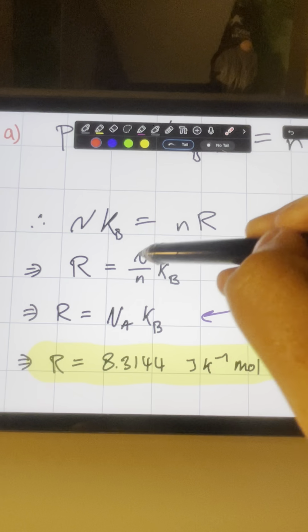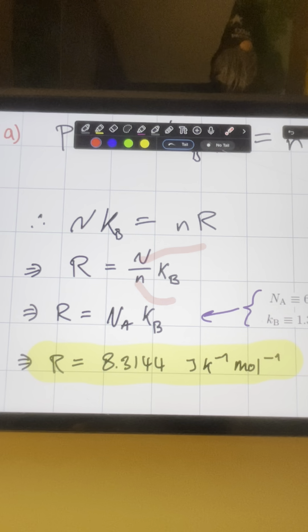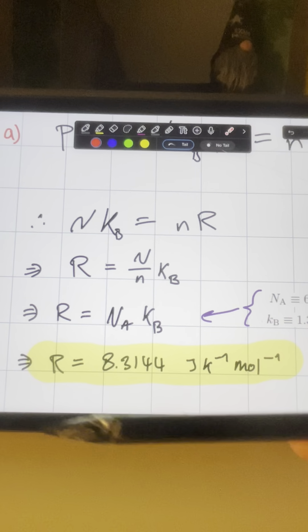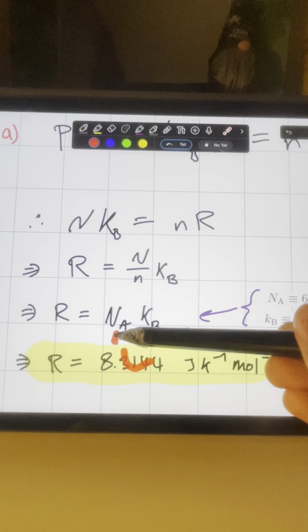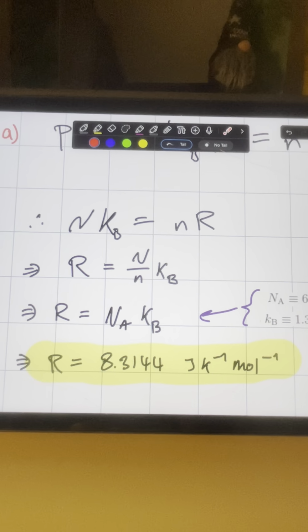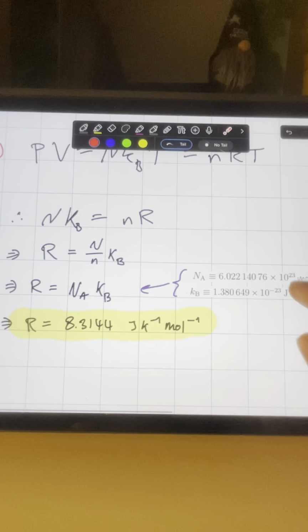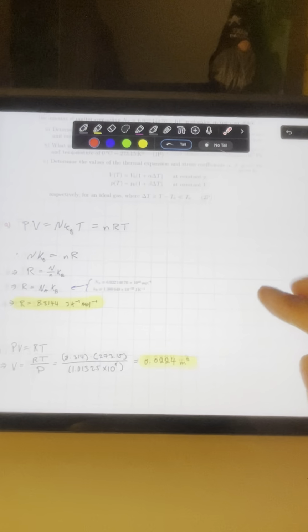Big N here is the number of molecules, small n here is the number of moles. Number of molecules divided by number of moles, by definition, is Avogadro's number, the amount of molecules in 1 mole. We have both of these numbers, N_A and kB, given in the question. Plug them into a calculator, you get R. R is also a value you can just find plentifully online.